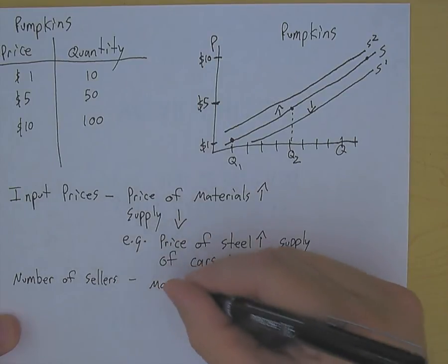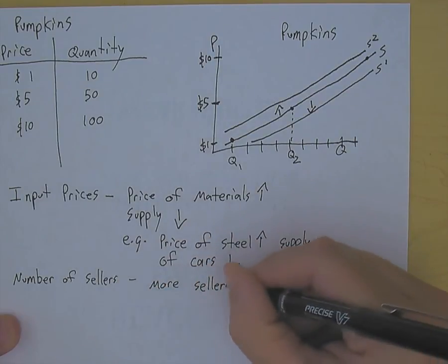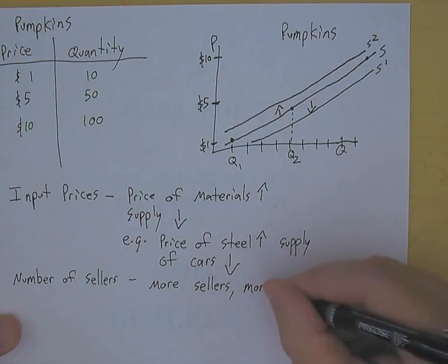The second one is number of sellers. More sellers in the market. Guess what? You're going to have more supply.